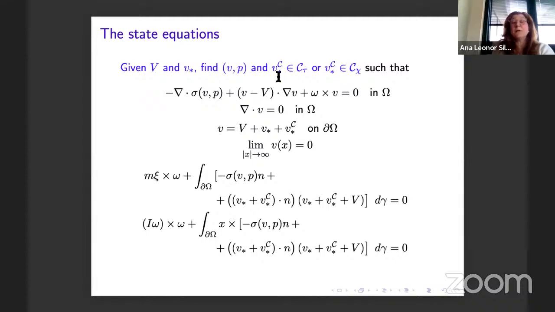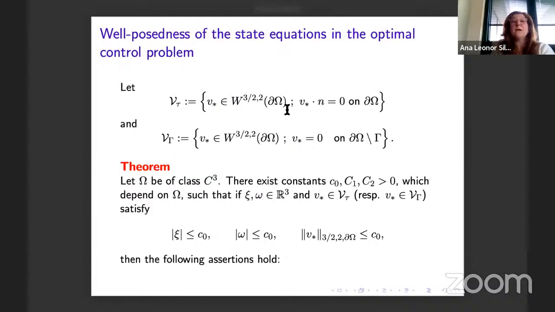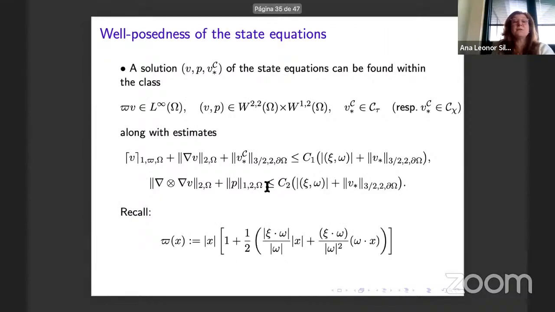So in the first step, we are going to solve for v, p, and this finite dimensional control, okay? So this is what we are going to consider for admissible boundary velocities, let's say, and we can show that if our domain is of class C3, then there exist constants such that if the data is sufficiently small, and this is the data that we have in the state equations, then we have the following result.